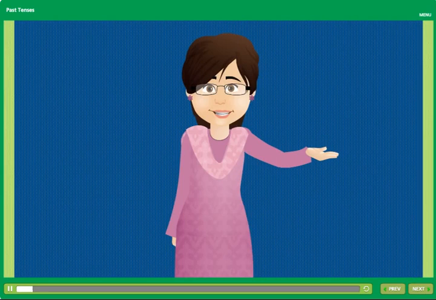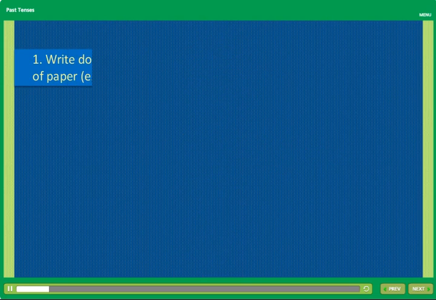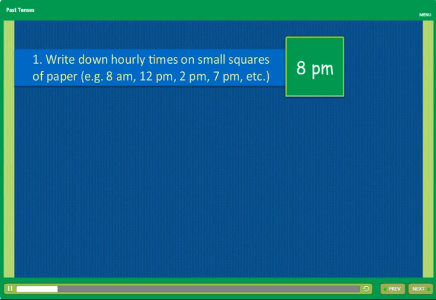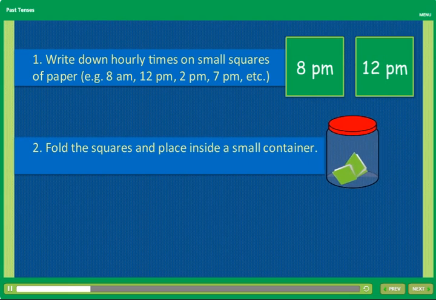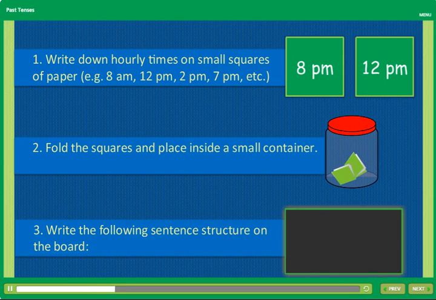Practice past tense with your students with this activity. Write down different times on pieces of paper such as 8 p.m., 12 p.m. and so on. Fold the squares and put them inside a small container. Write the following sentence structure on the board. Yesterday, I at o'clock.